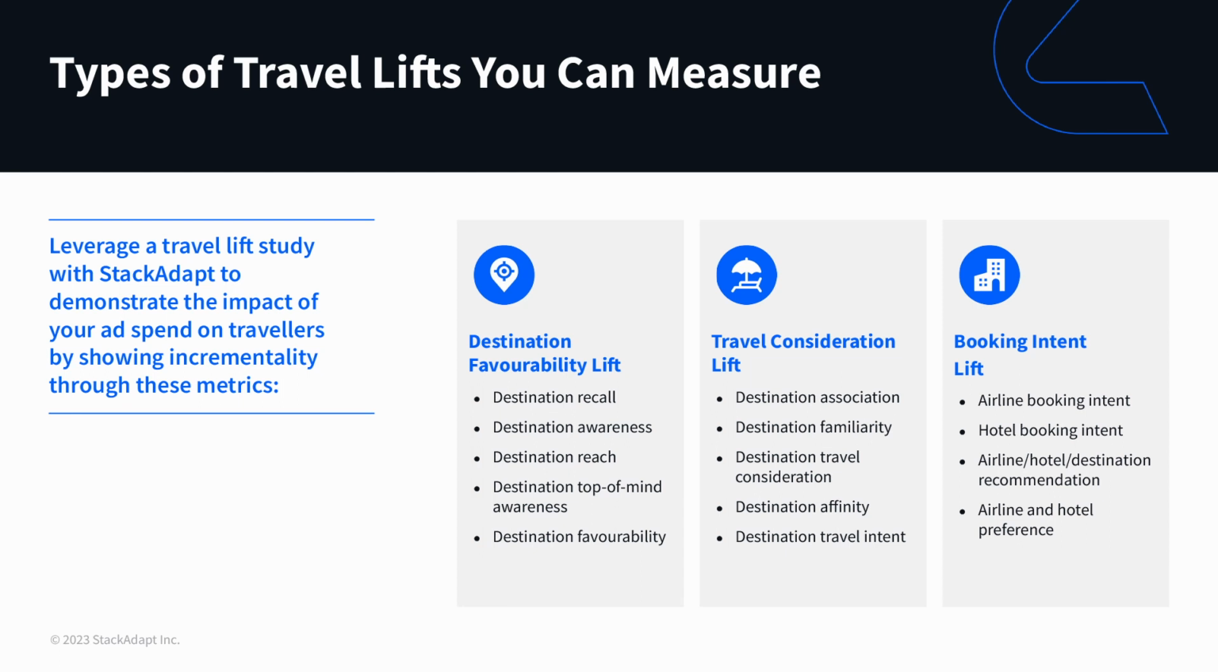The last one is then booking intent lift. This is looking at, are they now more likely to book a particular flight, a particular hotel? Are they more likely to recommend a particular space to someone they know is traveling? Or we can look more intently at, how is their preference? How do you now stack up against competitors compared to how you stacked up at the beginning of the campaign?